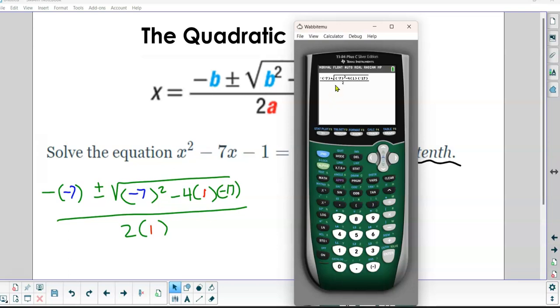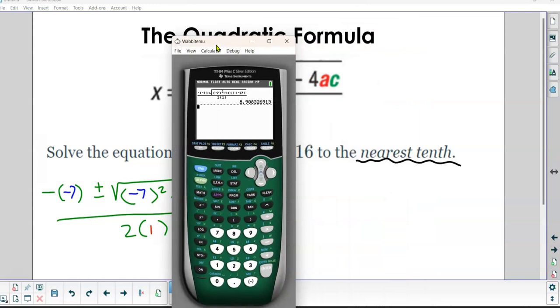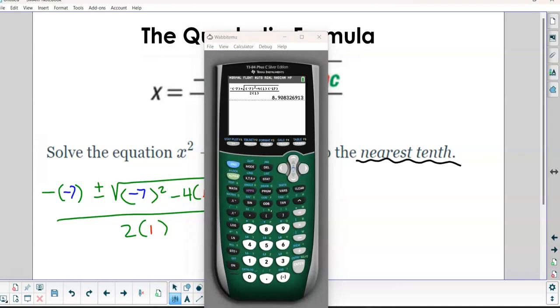Now, here's where I will allow you to take a shortcut. You know that 2 times 1 is 2, so if you'd like to just leave it like that, you can. But if you want to be super careful and just type everything exactly, then that's what you would do. All right, we're going to press enter now. We're going to get a really long answer. And they ask us to round to the nearest tenth. So 8.9 is going to be our first answer when rounded to the nearest tenth.